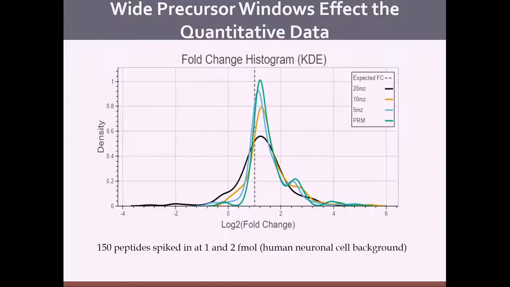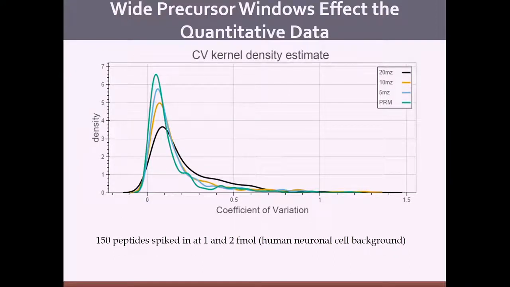Another thing that I'll point out is that wide windows not only affect the qualitative ability to detect a peptide, they also affect our ability to measure the quantity of different peptides. So here's 150 peptides that are spiked in at 1 and 2 femtomoles into a human neuronal cell background. And these are all the peptides that were measured, and then green is parallel reaction monitoring. Notice that there is a fairly narrow distribution around the center of the peak. As you get wider and wider windows, the distribution gets more diffuse. Also, the precision gets slightly worse as you get to wider and wider windows.